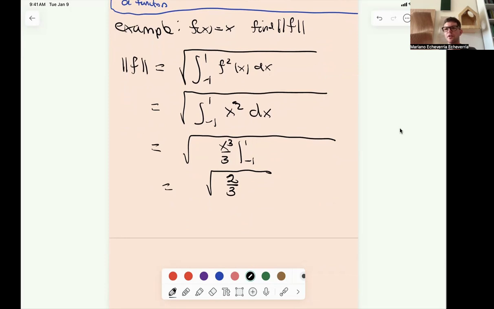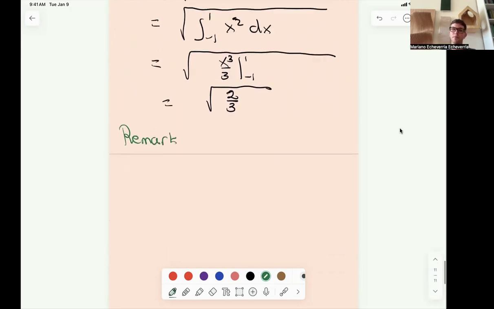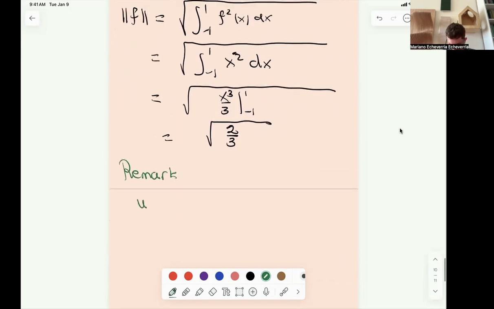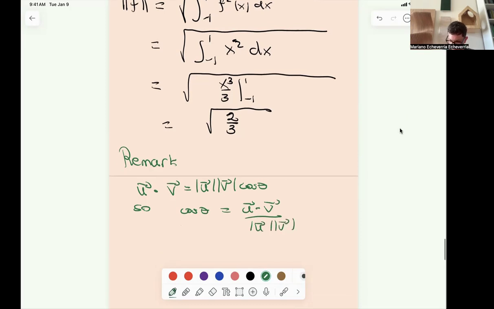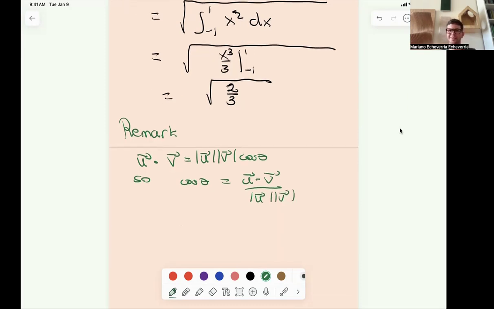And maybe just as a final remark, because we are not going to really be using this, but it's still an interesting thing to know. One nice property of the dot product is that it is the product of the magnitudes times the cosine of the angle, right? So the cosine of the angle between two vectors is u dot v divided by length of u times length of v. If you follow this analogy, you can define the angle between two functions.